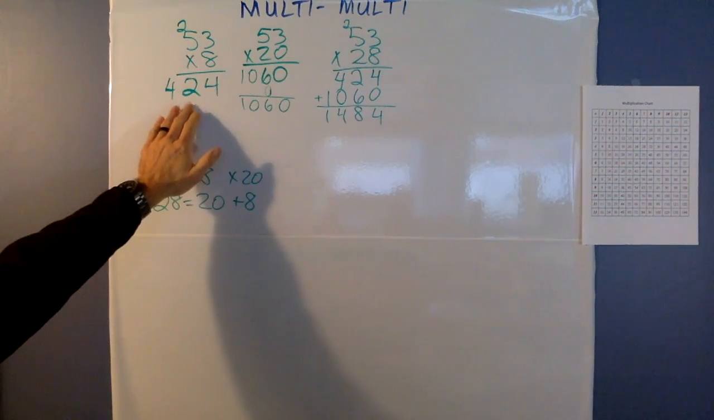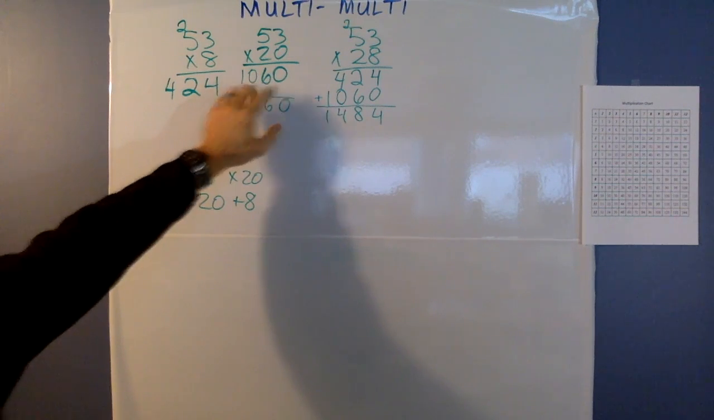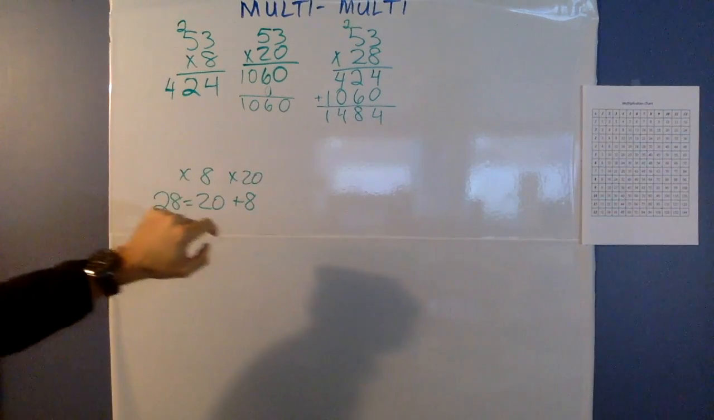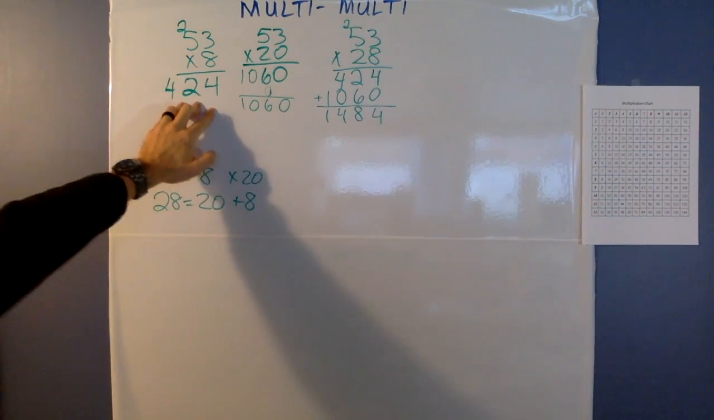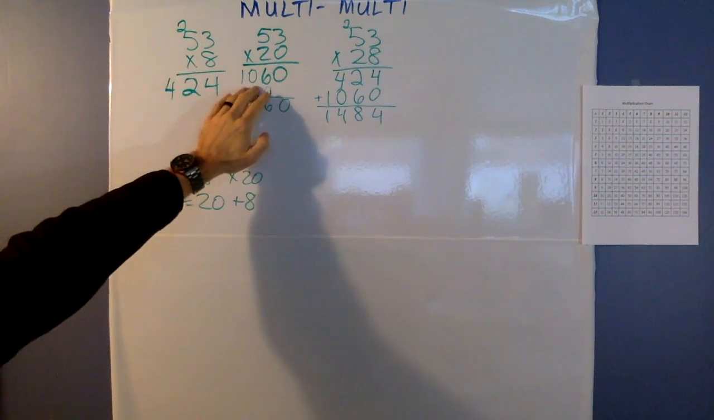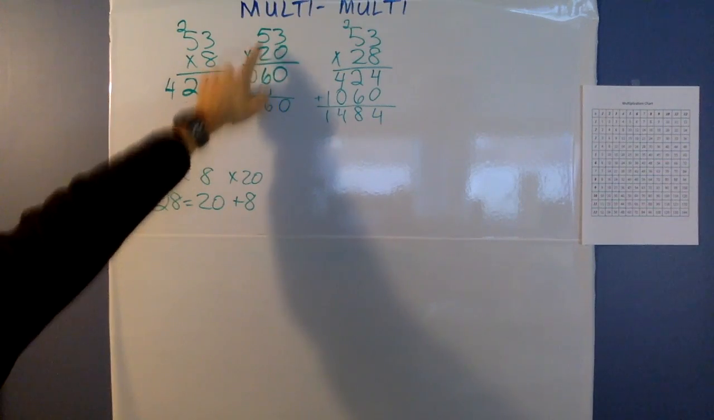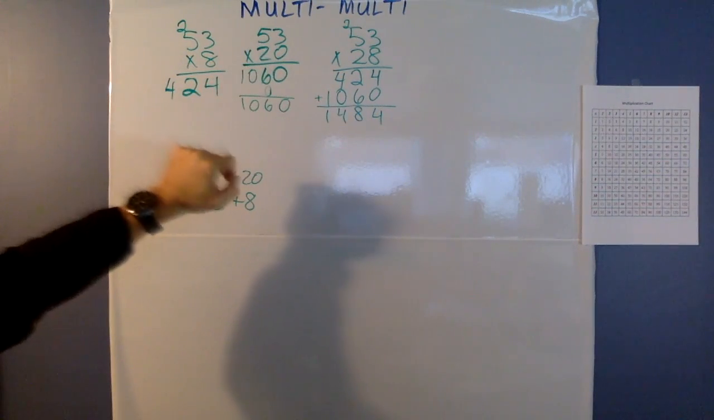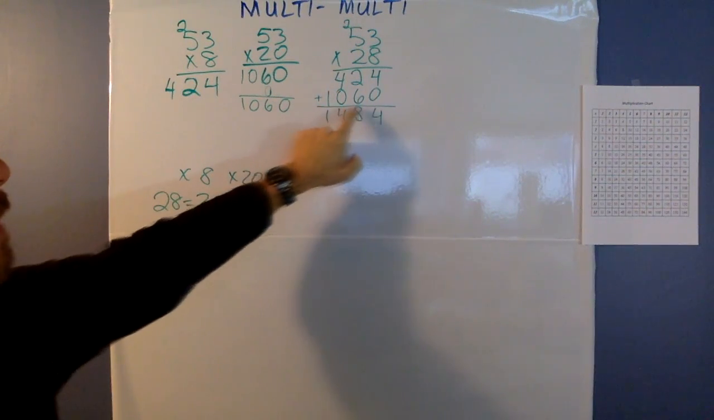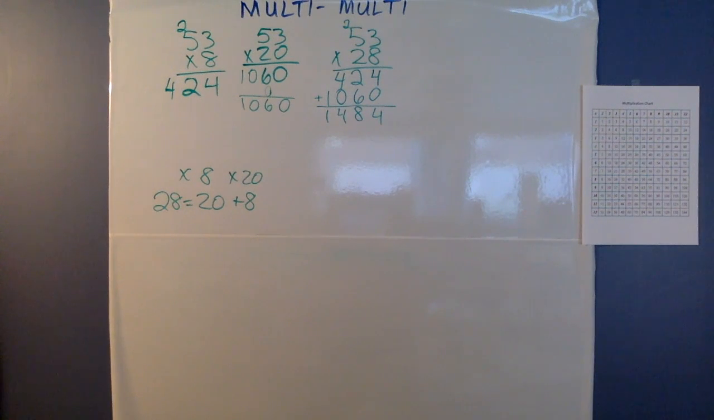So what I've done is 424 for this, 1060 for that. We'll see those numbers right here and here. And then I'm going to add them together. So I'm adding my 424, which is what I got from 53 times 8. And I'm going to add it to my 1060, which is what I got from 20 times 53. Okay? I put them all together. I've got my 424, I've got my 1060. I add them up to my 1484.